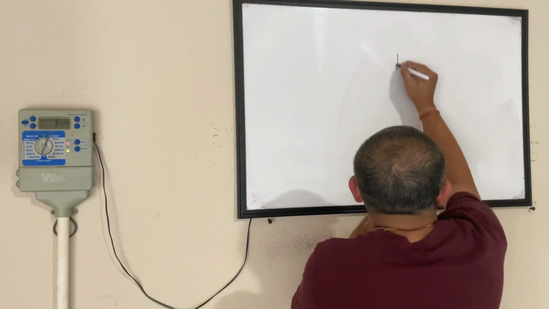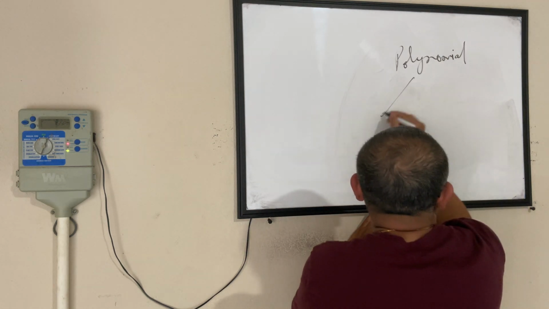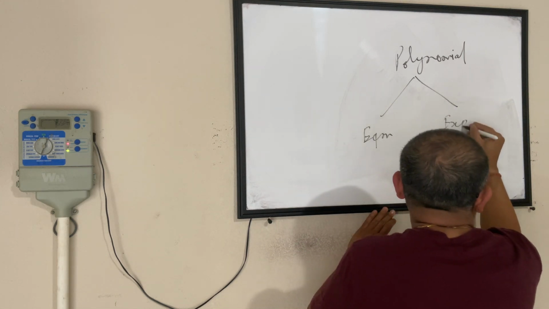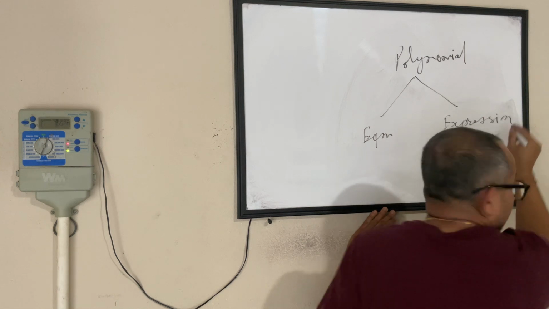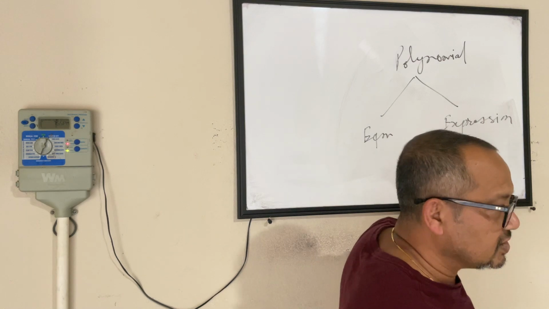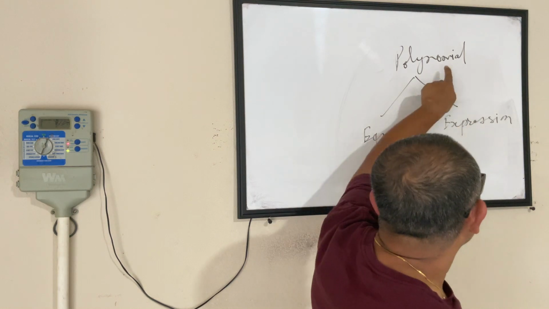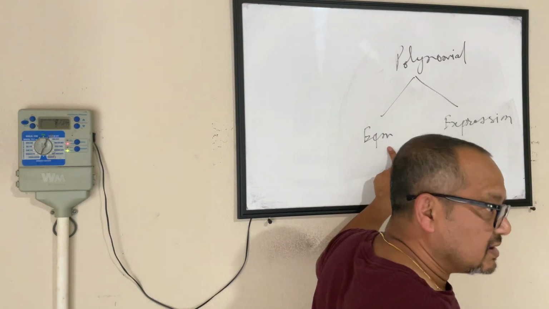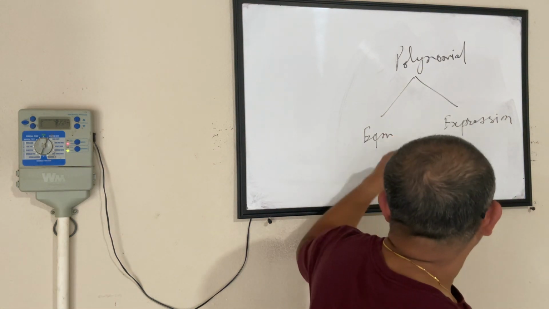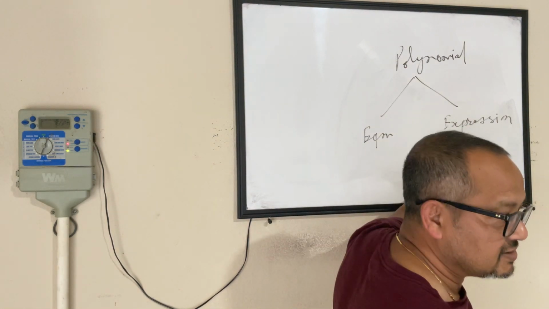So look at this tree like this: polynomial. It has two kids. One is equation, one is expression. Meaning, be it an equation or an expression, both qualify to be called a polynomial. But is every polynomial an equation? Yes. Is every equation a polynomial? Yes. But is every polynomial only an equation? No. It could be an equation as well as an expression.